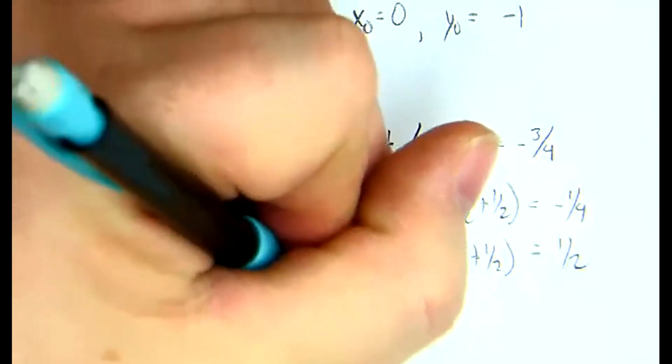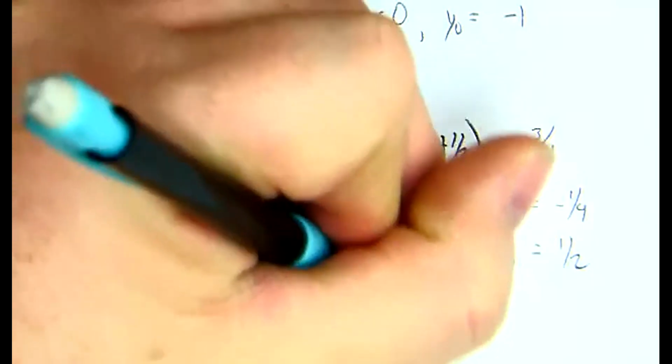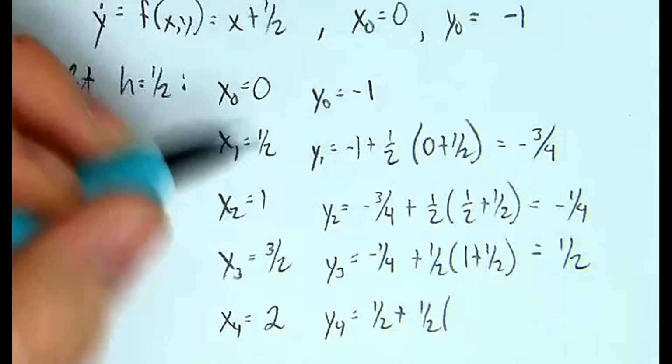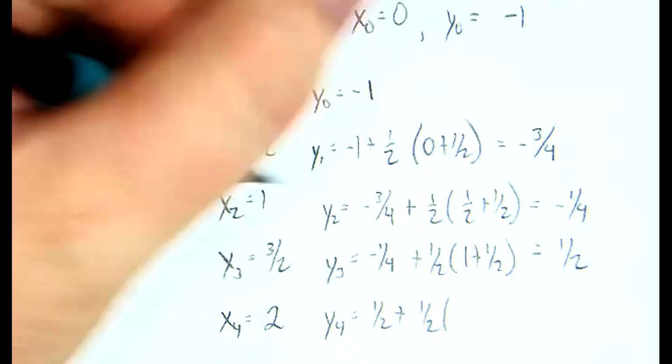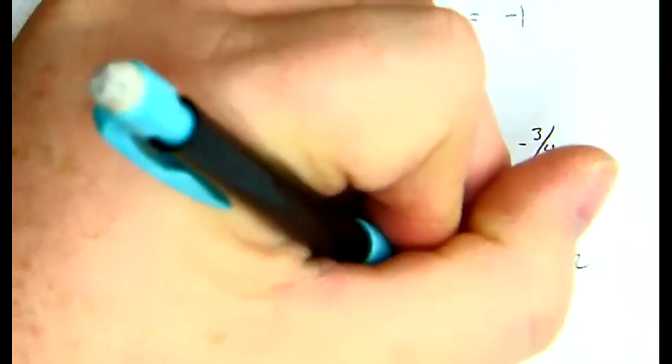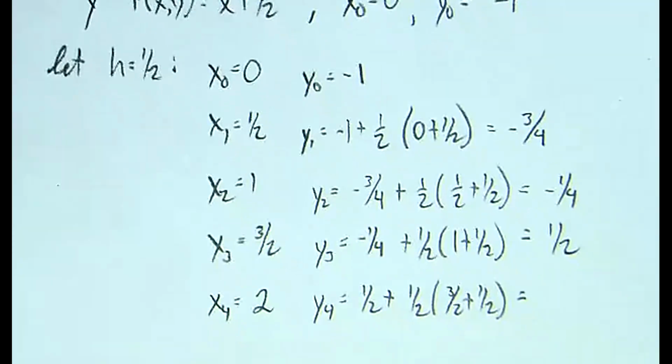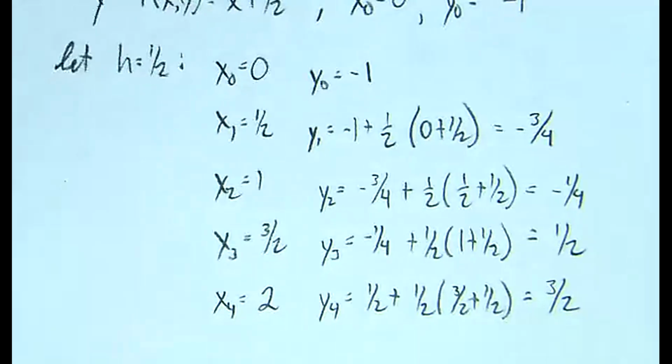And now y4 is going to be 1/2 plus a half of x plus a half. My previous x value is 3/2. 3/2 plus a half is 2. 2 times a half is 1. Plus a half is 3/2.